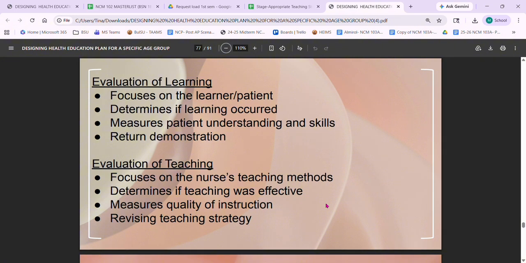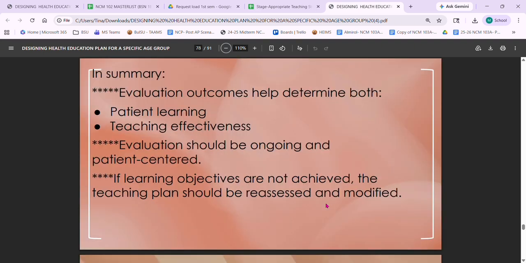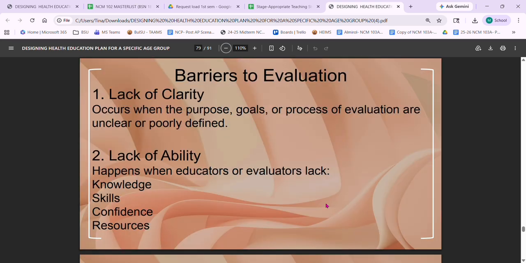Kapag sa evaluation ng learning, measures patient understanding and skill. Kapag sa evaluation ng teaching, measures quality of instruction. Example mo sa learning is return demonstration. Pag sa evaluation sa teaching, revising your teaching strategies. So in summary, evaluation outcome helps determine both the patient learning and teaching effectiveness. So evaluation should be ongoing and patient-centered. If not achieved, dapat ma-reassess and then you need to modify.